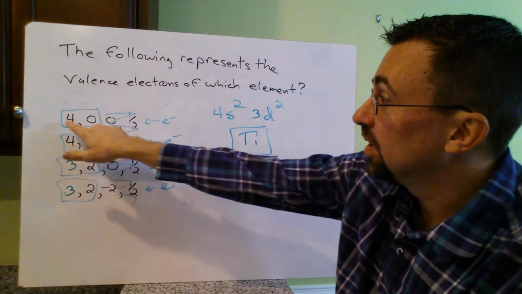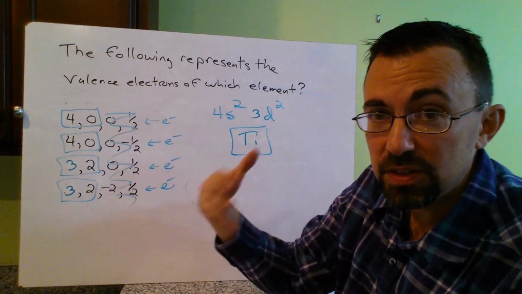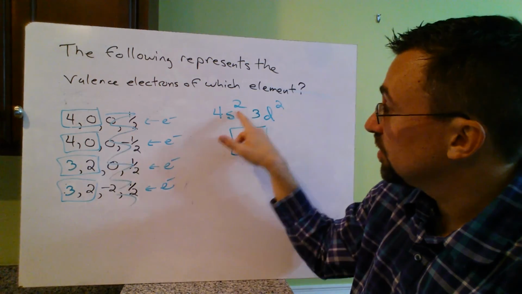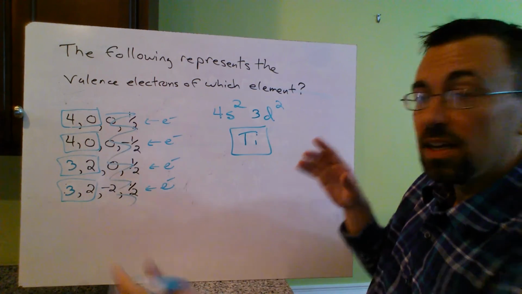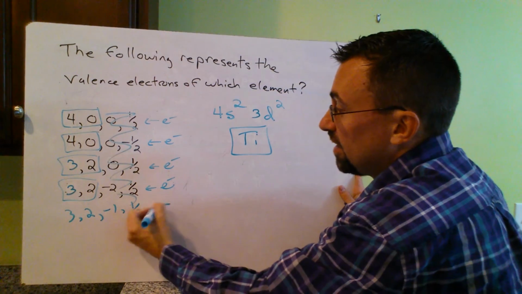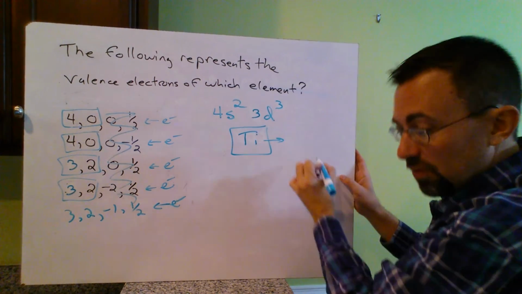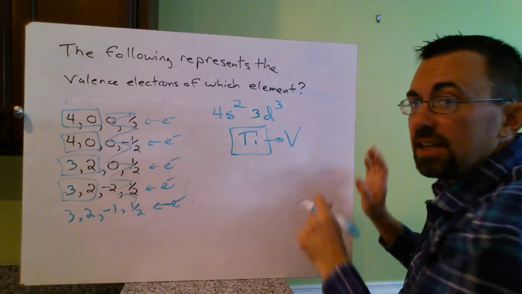Same principle. Number, letter, number, letter, number, letter, number, letter. See how many you have of each combo. I have 2 of those, so I put a 2. I have 2 of those, I put a 2. If I had had a third one, 3, 2, minus 1, a half, that would be another electron, and it would be D3, and we would just go over to the next block, which would be vanadium.